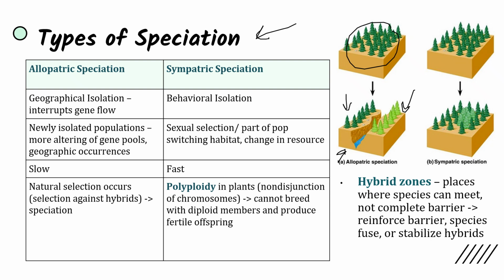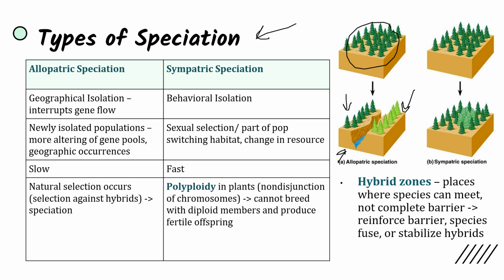And an example here is going to be polyploidy in plants, which is where non-disjunction of chromosomes occurs within plants, and as a result, they cannot breed with diploid members and produce fertile offspring because they have a different number of chromosomes, because non-disjunction has occurred.